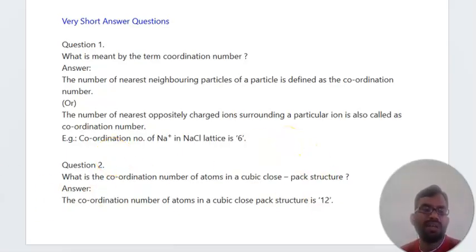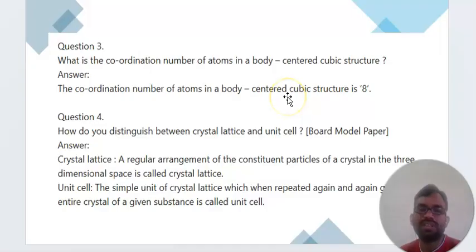And a few of the important questions you can also see here. What is the coordination number of atoms in a body centered cubic structure? So you can see 8 is the right answer. And this is another question. What is the distinction? This is very important. Distinction between crystal lattice and unit cell comes in every competitive exam, and it comes in every IPE exam also.